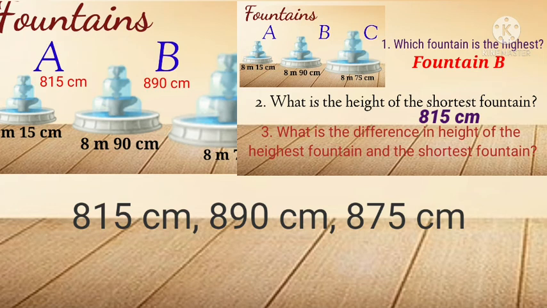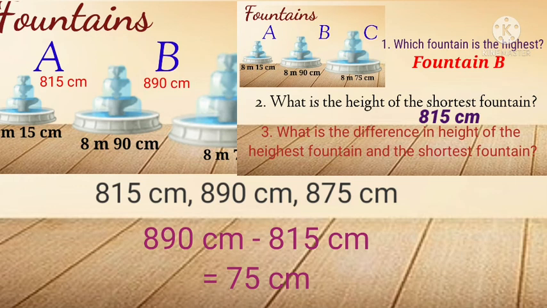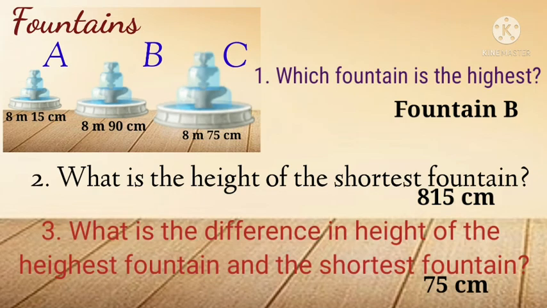Now, the third question. What is the difference in height of the highest fountain and the shortest fountain? The height of the highest fountain is 890 centimeters and that of the lowest one is 815 centimeters. So, here you need to find out the difference between 890 centimeters and 815 centimeters. Then the answer will be 75 centimeters. So, these are the answers.